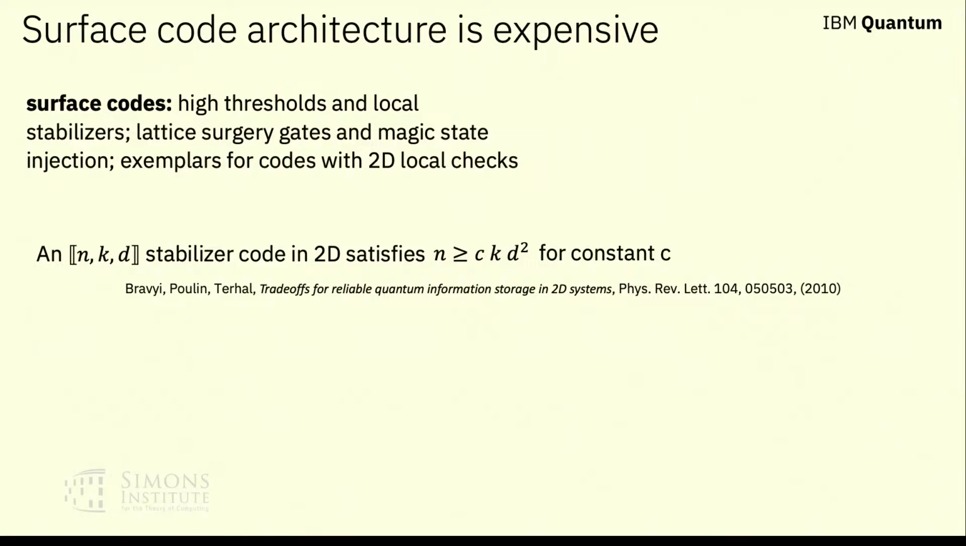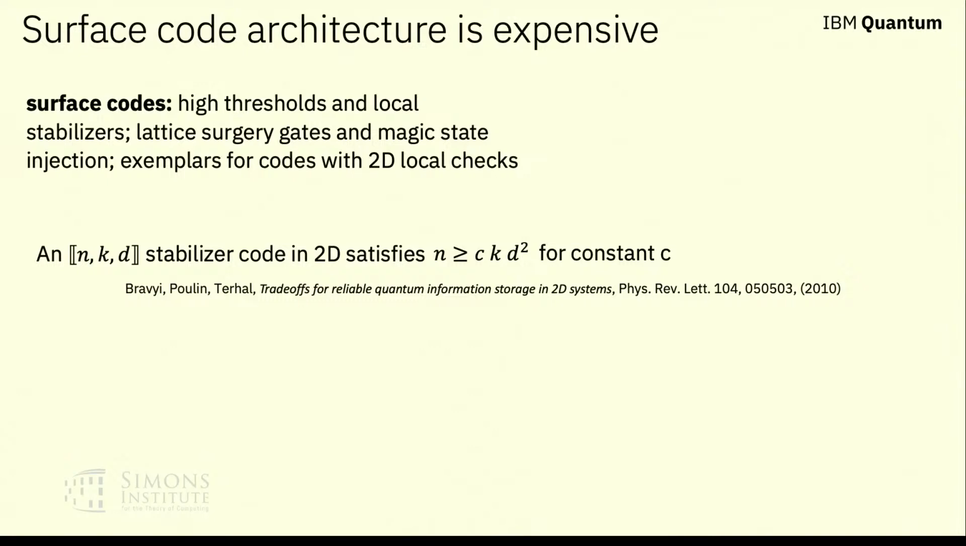I think everybody, well, we heard about the surface code earlier this morning. The surface code is this nice 2D local quantum error correcting code. And it's really amazing in that it has super high thresholds with just these local checks, and that you can also do a lot of logical operations with lattice surgery or magic state distillation. So these are really the exemplary example of 2D local quantum error correcting codes.